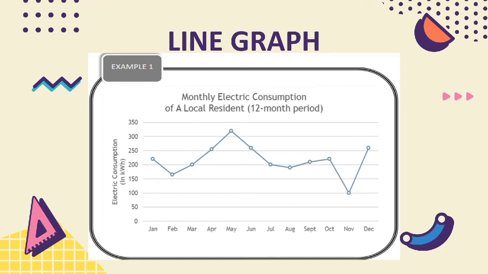Using a line graph, you can now identify which month has the lowest consumption and which month has the highest consumption, and whether it increased or decreased as the months passed by.